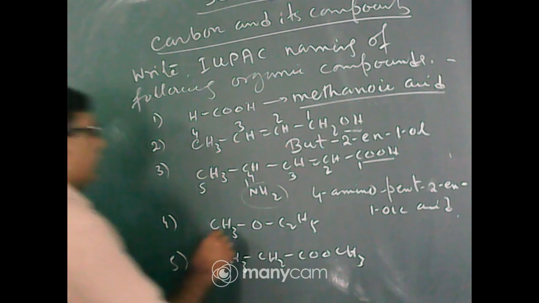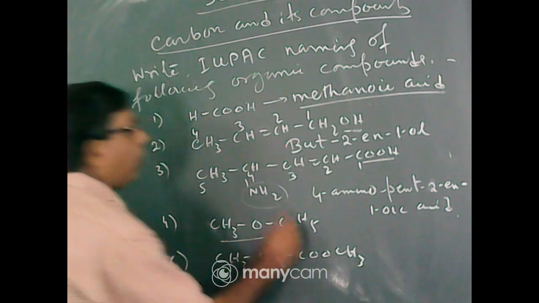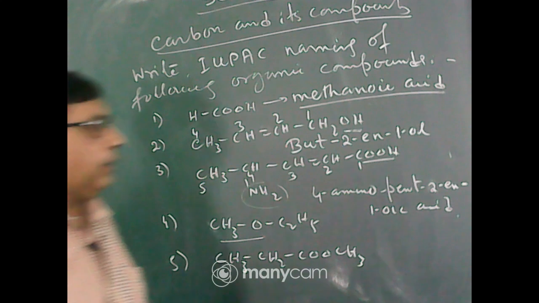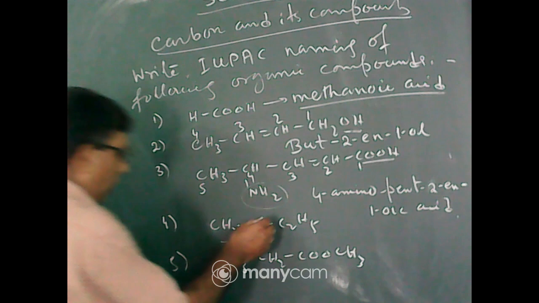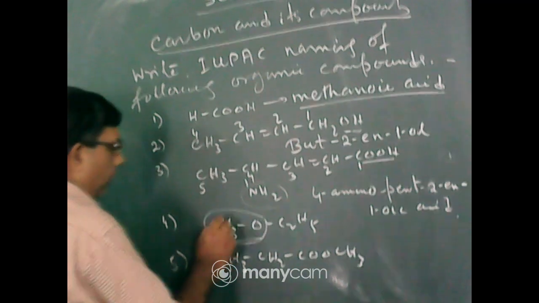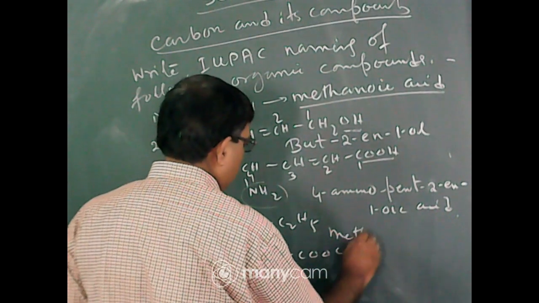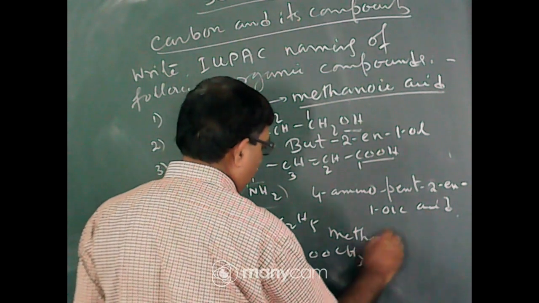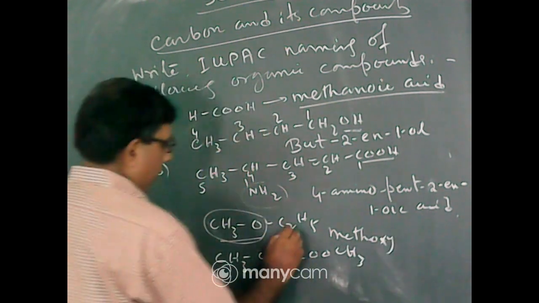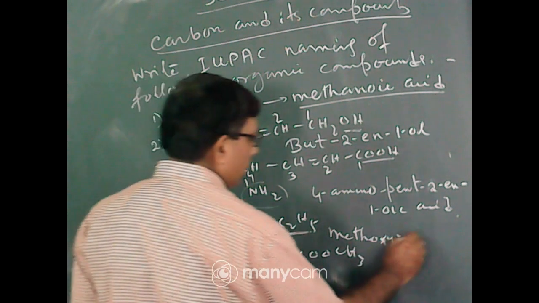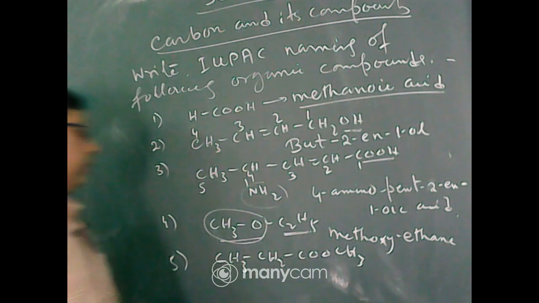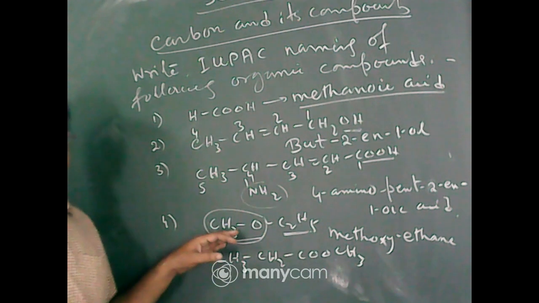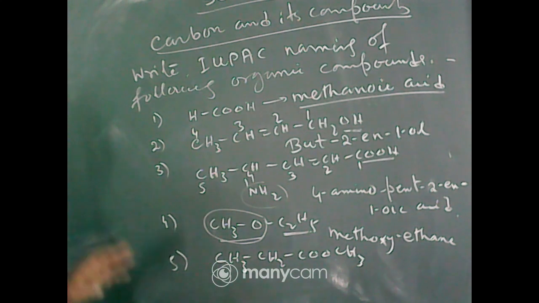Next, this is called the ether group, ROR. What is the name of this ether? The name of this ether is alkoxy alkane. So this is called alkoxy. How many carbon atoms? 1. So methoxy, from methane to methoxy. Now how many carbons are left? 2. So it is ethane, methoxyethane. Alkoxy alkane, based on the number of carbon atoms.